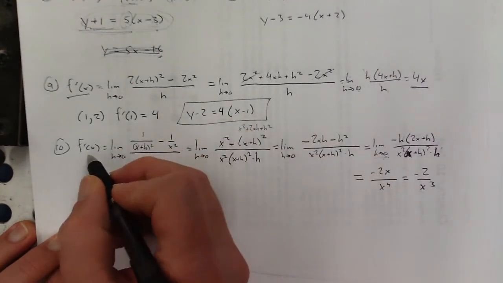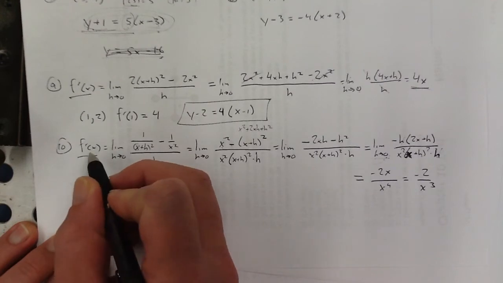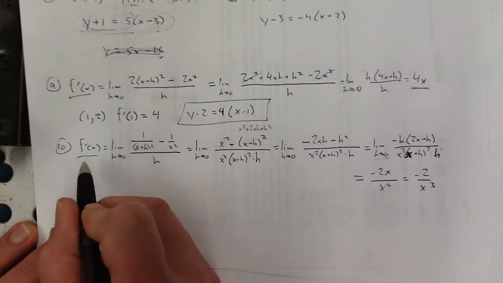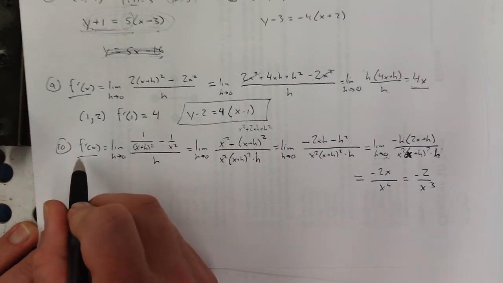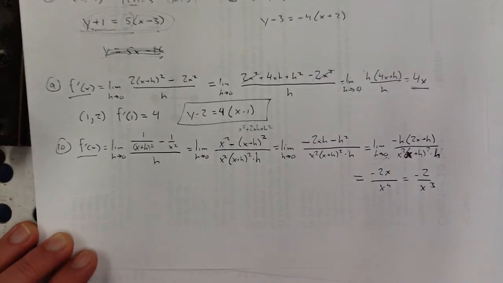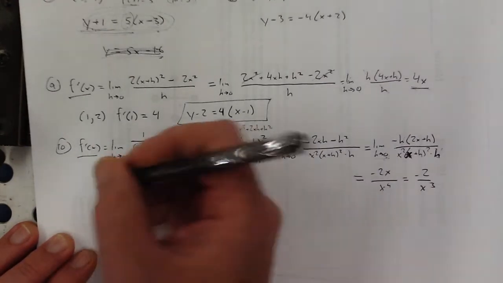Okay, so that means if you want to know what the slope of 1 over x squared is at any point x, that's it. So in the language of calculus, we say the derivative of 1 over x squared is negative 2 over x cubed. Or f prime of x is equal to negative 2 over x cubed.